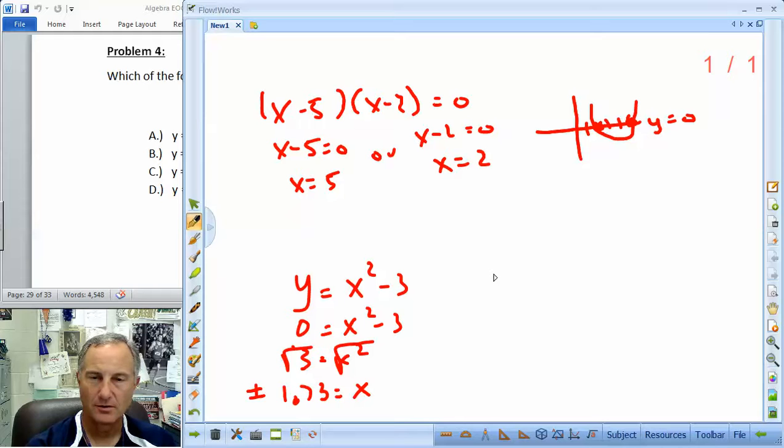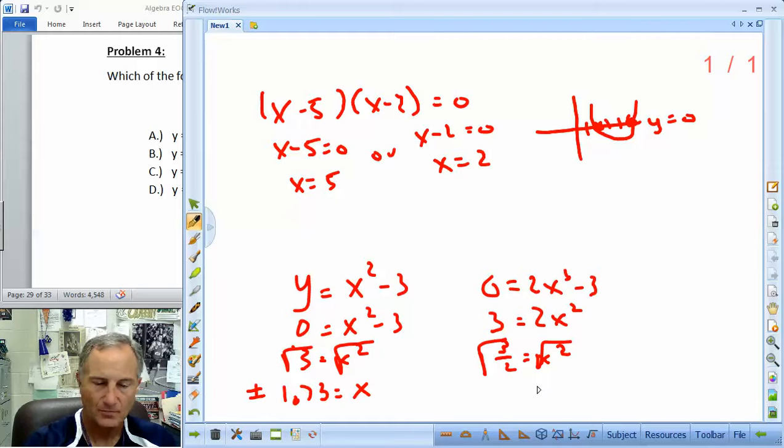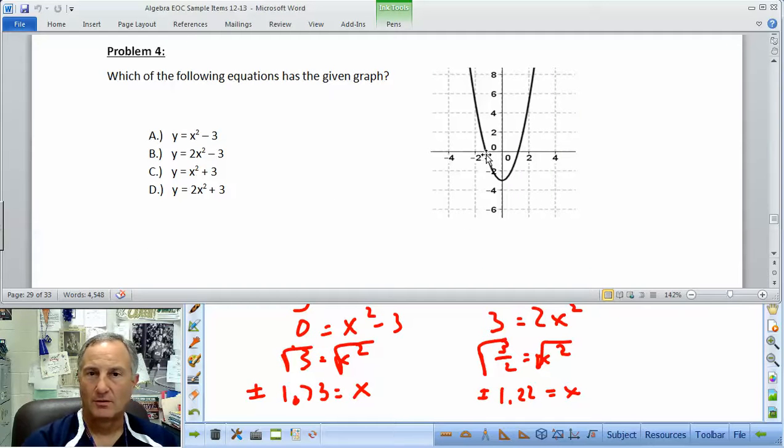The other equation was y equal to 2x squared minus 3. I'll make my y 0. Add the 3 over. Divide the 2 out. Square root both sides. The square root of 1.5, because that's what 3 over 2 is, 1.22. So we're going to get plus or minus 1.22 equal to my x. So I got 1.73, 1.22. That looks a little bit further out. At least one is right there.